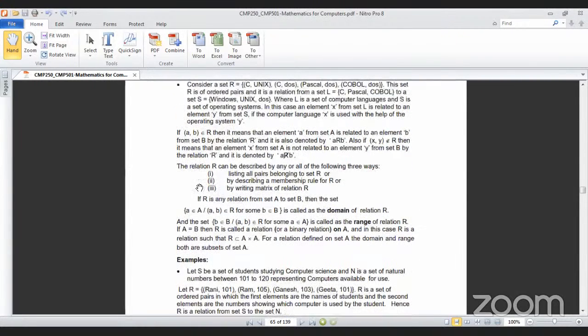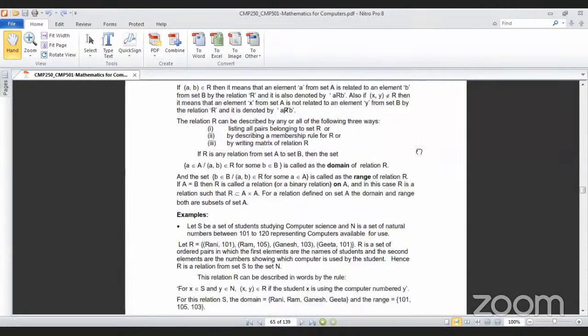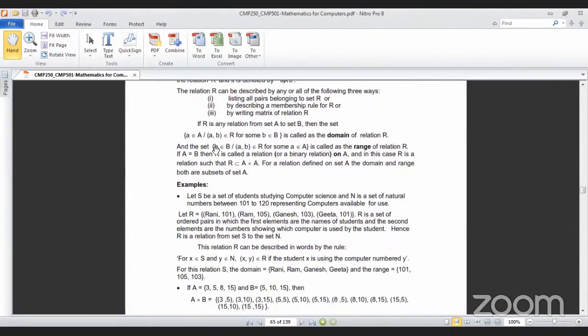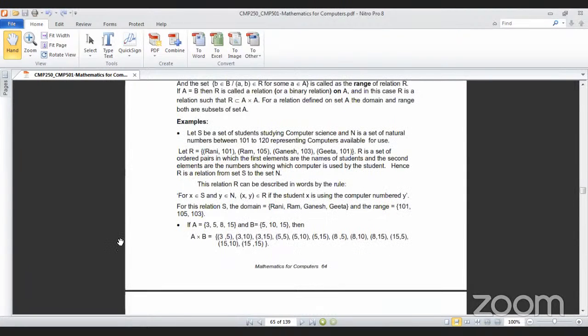Now here, domain means what? All the elements from the first component. See, this is called the first component, that is A, and B is called the second component. All the elements from the first component are called the domain of the relation R. And all the elements from B, that is all the elements from the second component, are called the range of the relation. If A is equal to B, then R is called a binary relation. I told you, A cross A. So R cross R.